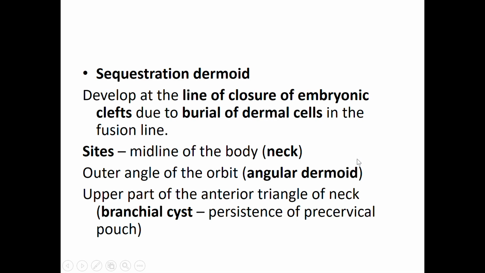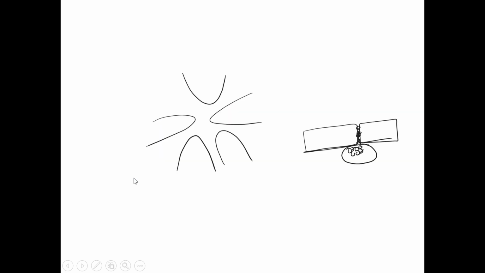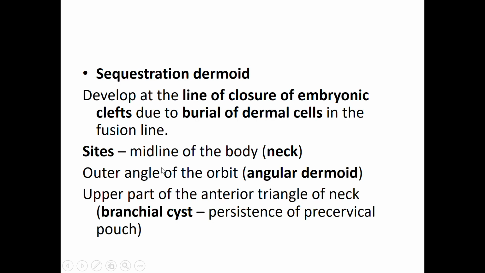Usually the site where these cysts can be formed is in the midline. It is very commonly seen in the midline, especially in the neck, or it can be seen in the outer angle of the orbit. This is the place where one of these processes just fuse, and sometimes the cells can get deposited or buried in them, and in the upper part of the anterior triangle of the neck.